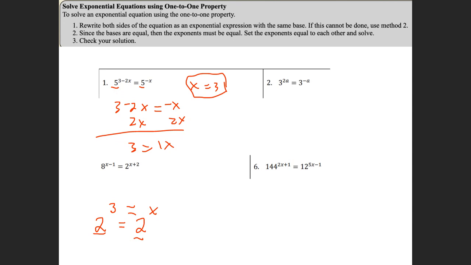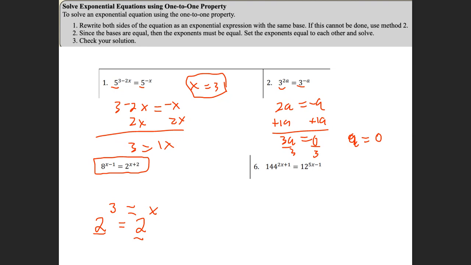Okay. This one here, bases are the same. Well, if the bases are the same, then the exponents are equal. So this would be 2a is equal to negative a. I'm going to add 1a to both sides. If I add 1a to both sides, I end up with 3a equals 0. Divide through by 3. a equals 0. Boom.